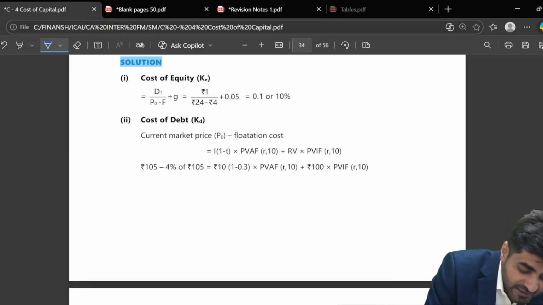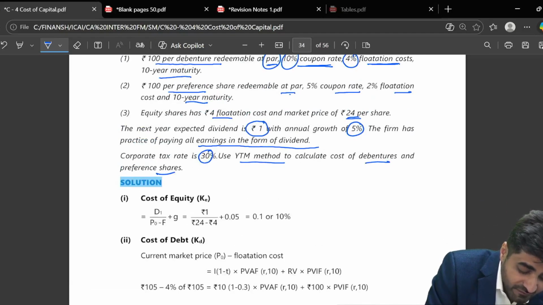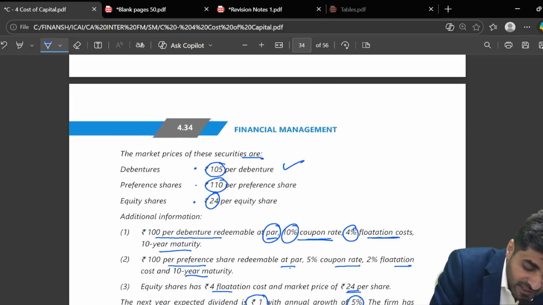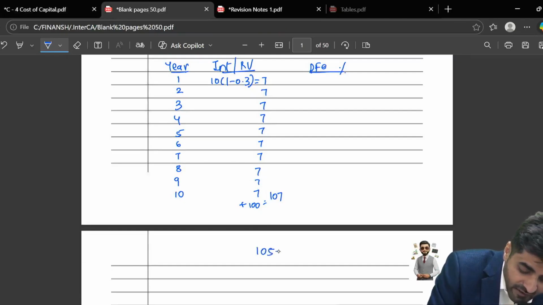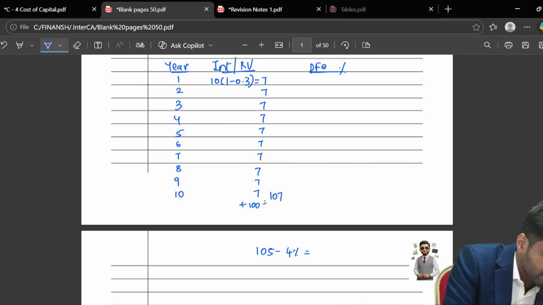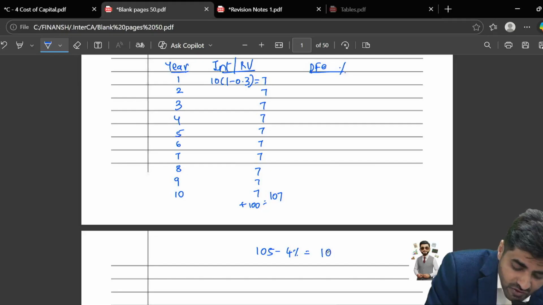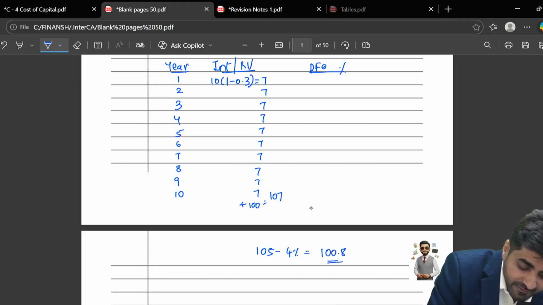Just check. Here there is 4% of flotation cost. Everyone take on your calculator 105, because the market price is 105, and flotation cost is how much percent? 4%. So can you please give me what's your net proceeds? 100.8. So your target is to get 100.8.